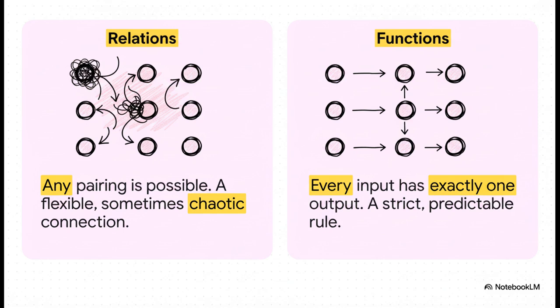A relation is like a chaotic bulletin board. You can pin a string from any input to as many outputs as you want or none at all. But a function? Oh, a function is a predictable machine. You put an input in, and you are guaranteed to get exactly one output. Not 0, not 2, exactly 1 every single time.